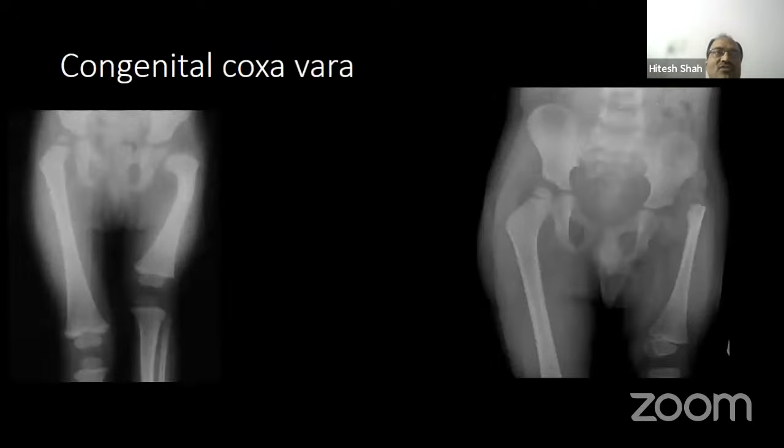So after diagnosis, how would you manage? It depends on the etiology of the patient, and we can think about the management plan. As we said, the first and common disorder will be congenital Coxa Vara. The characteristic of congenital Coxa Vara is that it is present since birth.